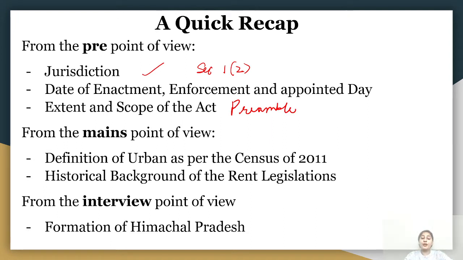From the mains point of view, we have covered what urban implies as per the census of 2011. Here I would like to rectify by the end of the video where the definition of urban stands with respect to Himachal Pradesh. Thereafter, a mains important question of historical background was covered in detail. And from the interview point of view, we learned about the formation of Himachal Pradesh.